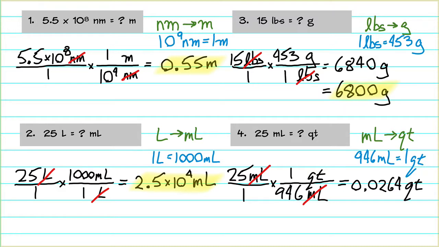Okay, and I need to stop and consider significant figures. I'm starting with 2, so I'm only allowed 2 in my final answer. So I'm going to write that as 0.026 quarts and stop it there. And that is the final answer for that problem.